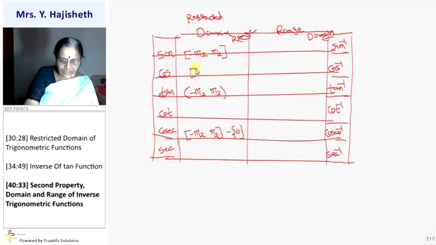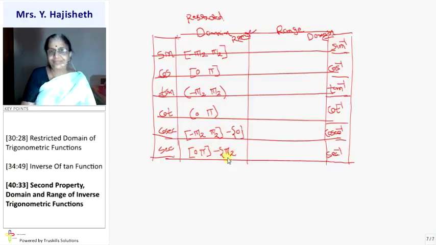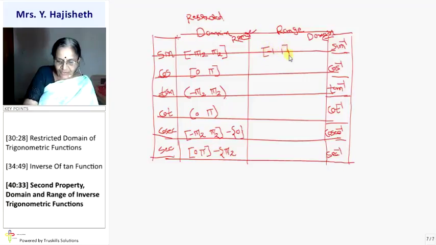Cos: close interval 0 to pi. Cot: open interval 0 to pi. And sec: close interval 0 to pi minus the set containing pi by 2. Done. The range of sin is close interval minus 1 to 1. The range of cos is close interval minus 1 to 1, the range of tan is R, of cot also R, of cosec R minus the open interval minus 1 to 1, and of sec also.